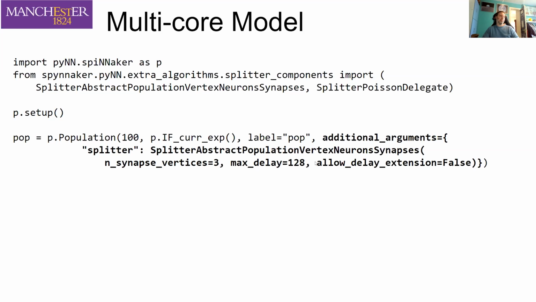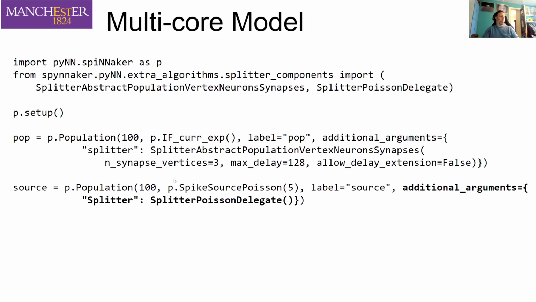So basically, this will mean if the core thinks it needs to use delay extensions, you'll get an exception saying you shouldn't, you said you didn't want to use delay extensions, but I need one. So then you can adjust your network appropriately. So with the cortical microcolumn, these are the settings that we actually used: 3 synapse vertices per neuron vertex, and then a max delay of 128 instead of 16. So that's why we get away with it.